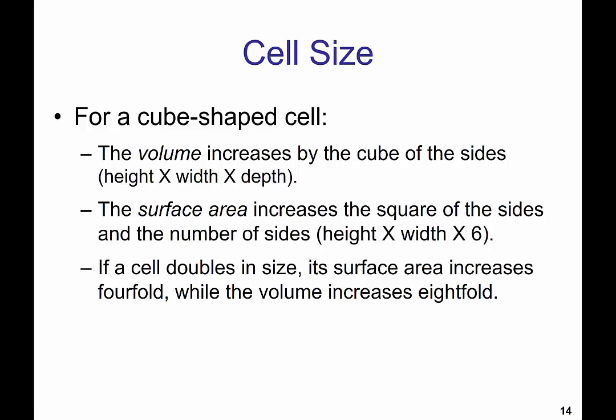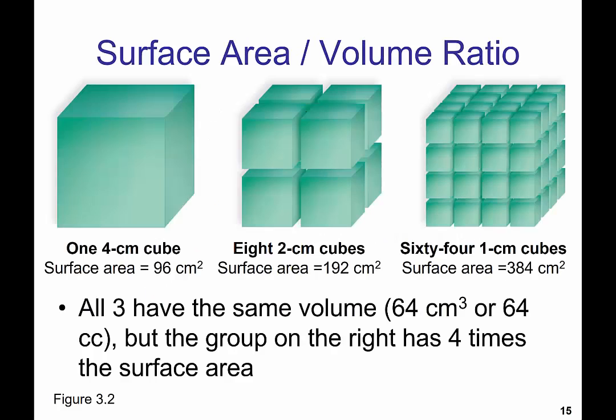To illustrate this, for a cube-shaped cell, we're going to look at how the surface area to volume ratio is affected when we have a greater number of sides. If a cell doubles in size, its surface area increases fourfold, while the volume increases eightfold. Let's look at this. If we have 1 4-centimeter cube, we have 6 sides here, right, for a cube. So 4 times 4 for one side times 6 gets us 96 centimeters squared for the surface area.